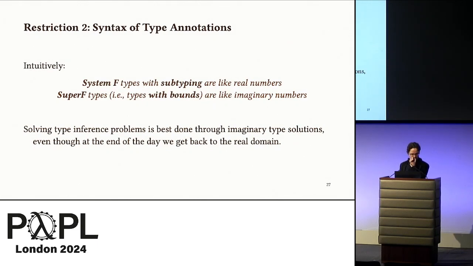And you can intuitively think that SystemF types with subtyping are like real numbers. And you need a bit more flexibility to infer types. So SuperF types with bounds are like imaginary numbers. And so they are non-denotable types that are here just for type inference. But at the end of the day, what you care about and what you end up with and what you use in type annotations are SystemF types.